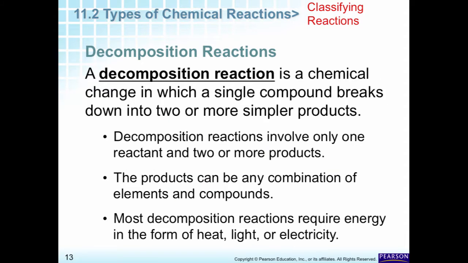So one thing going to more than one thing. In this case, we start out with a single compound, and we get two or more simpler compounds. So there's only one reactant. There has to be two or more products. And again, you could have elements and compounds as your products. Decomposition usually requires that energy is added to get it started. So there's our three forms of energy we might use.